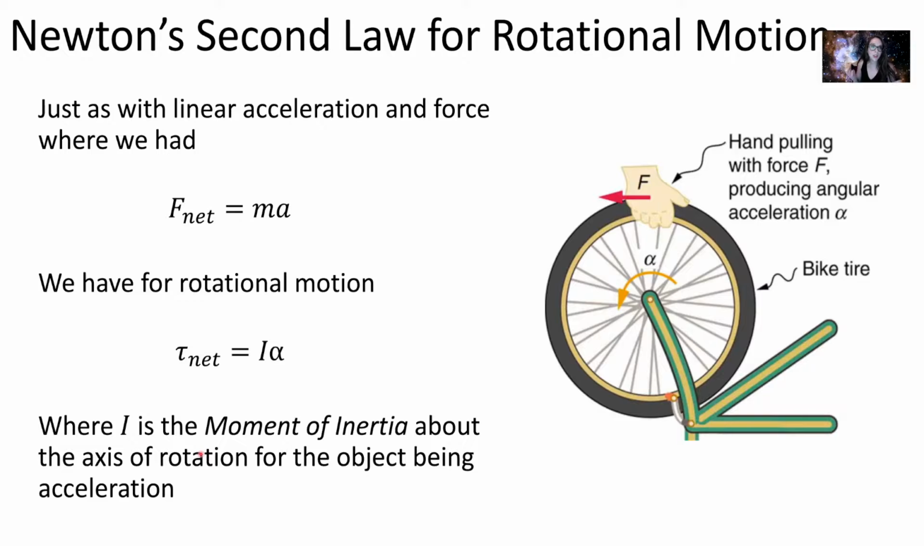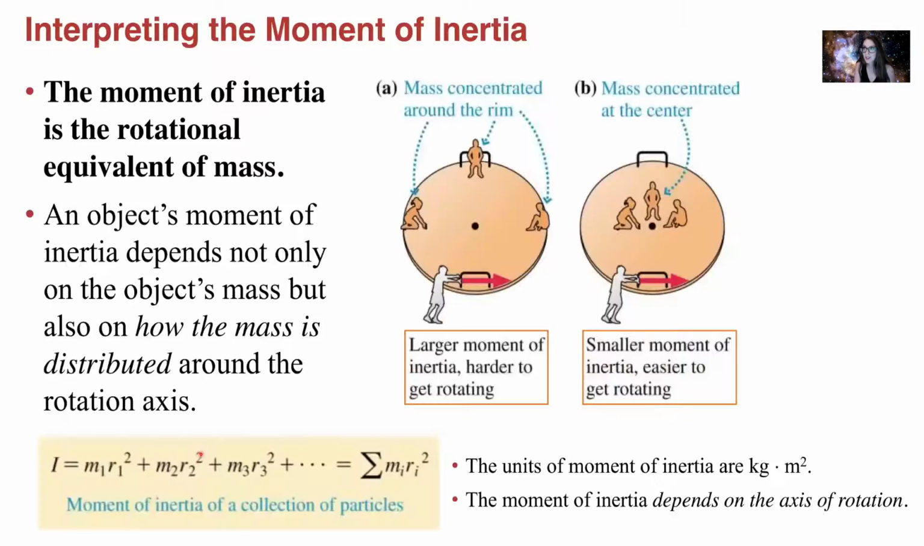The moment of inertia is a quantity of any object that's executing rotational motion. That's sort of the rotational equivalent of mass. An object's moment of inertia depends not only on the object's mass, but also on how this mass is distributed about the rotation axis center. So the moment of inertia of a collection of particles is just going to be the sum of each particle's mass times its distance from the rotational axis squared.